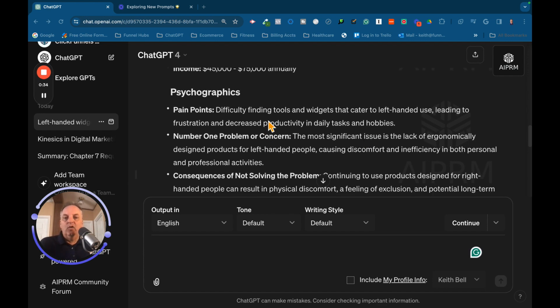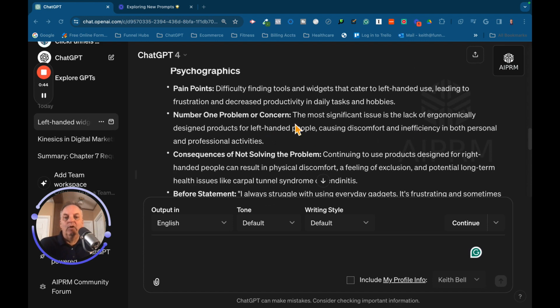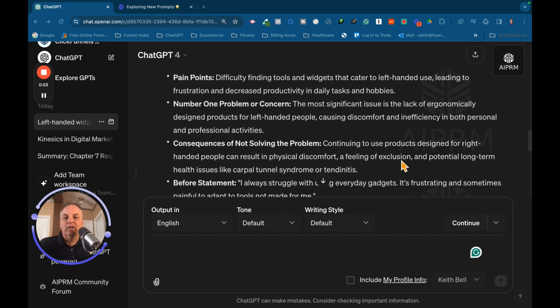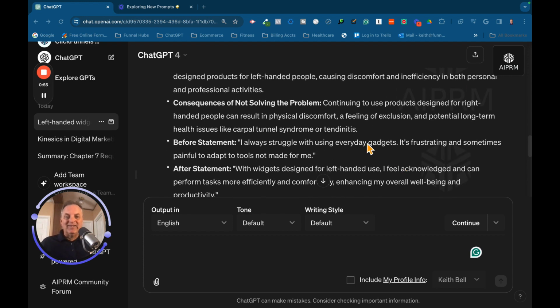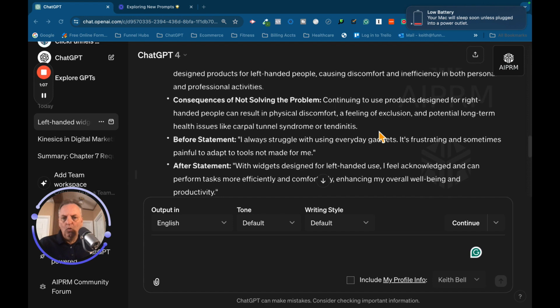Psychographics. Difficulty finding tools and widgets that cater to left-handed use, leading to frustration and decreased productivity in daily tasks and hobbies. Number one problem or concern, the most significant issue is the lack of ergonomically designed products for left-handed people, causing discomfort and inefficiency in both personal and professional activities. Consequences of not solving the problem. Continuing to use products designed for right-handed people can result in physical discomfort, a feeling of exclusion, and potential long-term health issues like carpal tunnel syndrome or tendonitis.